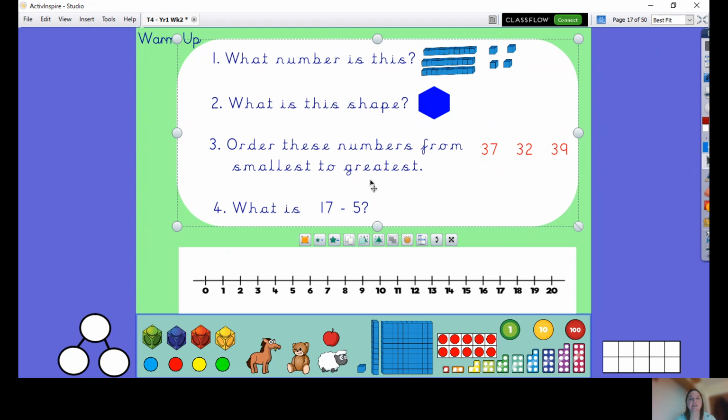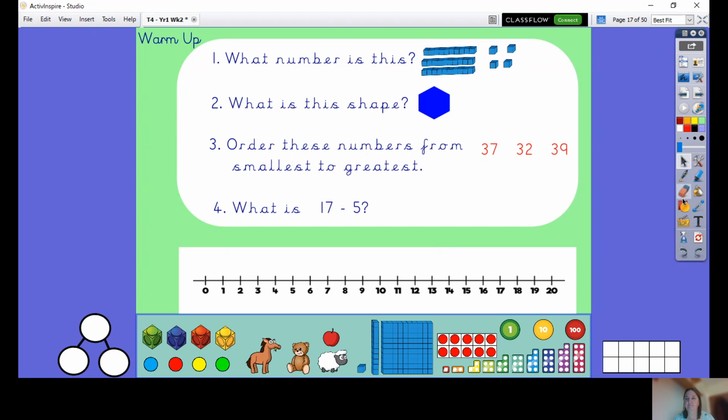Here, you've got to order these numbers this time from the smallest to the greatest. Okay, remember that word greatest also means biggest. And then this time work out what 17 take away 5 is, and I've got the number track down there to help you. So you might want to pause the video here and have a little go at that.